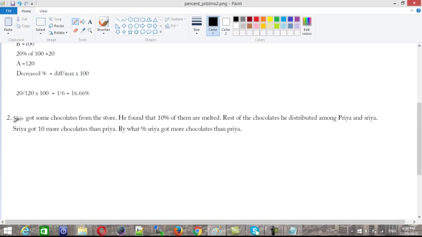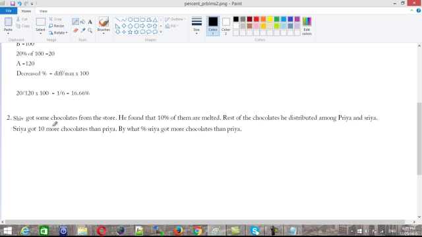The second problem is, Shiv got some chocolates from the store. He found that 10% of them are melted, and the rest of the chocolates he distributed among Priya and Shriya. So Shriya got 10 more chocolates than Priya. By what percentage did Shriya get more chocolates than Priya? So here he is asking the increased percentage in the chocolates.